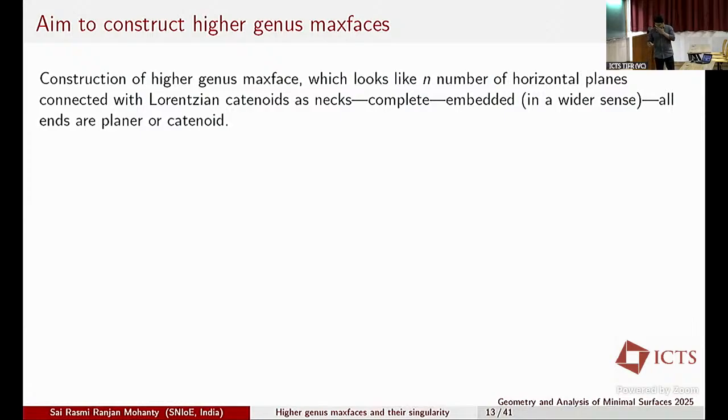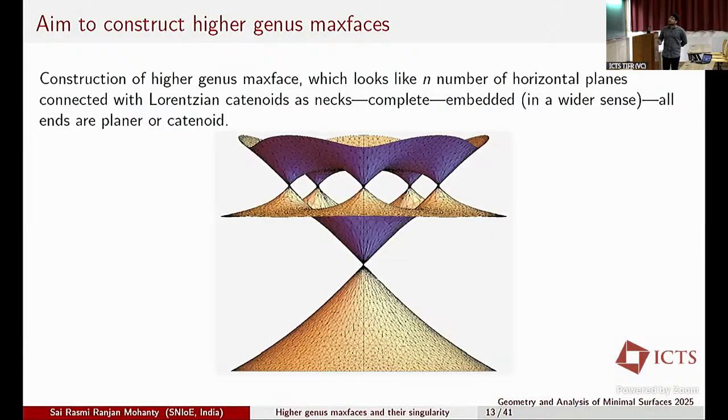So our aim is to construct a higher genus Max space which looks like n number of horizontal planes. Here we have 3 horizontal planes connected by necks. This is one neck connecting these 2 planes, and these 2 planes are connected by the 5 necks. So we want to construct this type of surface, which is complete and embedded in the wider sense, and this surface contains either planar ends or catenoid ends. So the main purpose is how to construct this type of surface.